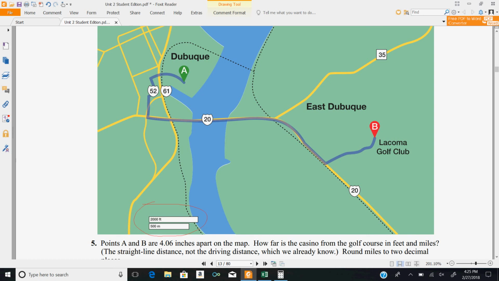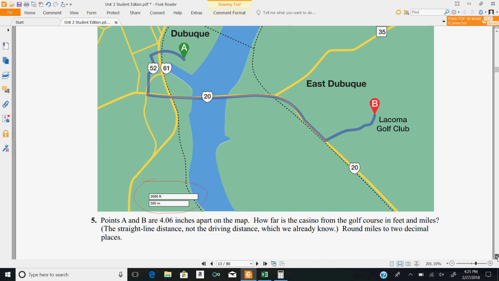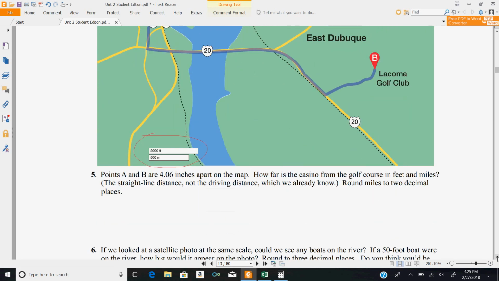It's a little bit different when you're talking about maps. The scale factor before, 1 to 13, was actually 1 inch to 13 inches. 1 inch in the bobblehead doll was 13 inches in the real person. Now we have 1 inch equals 2,000 feet. So we still have a scale factor, but we have to worry about the units. So that's going to be an interesting challenge.